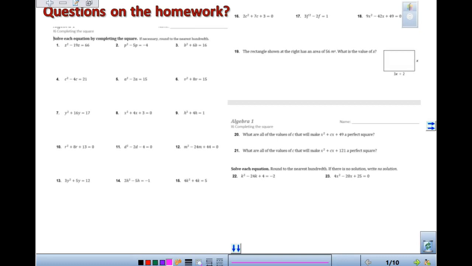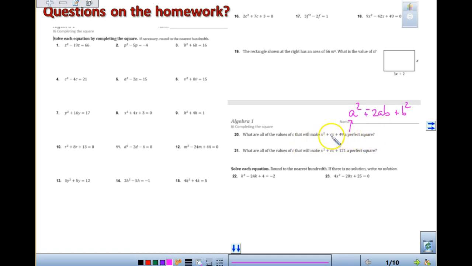Your homework says you need to have it in perfect square form. Ryan, what does that look like? Perfect square form. A squared plus, do you remember that for a perfect square trinomial? Yeah, so A squared plus 2AB, does that make sense? Plus B squared, and it could be a plus or this could be a minus, right?